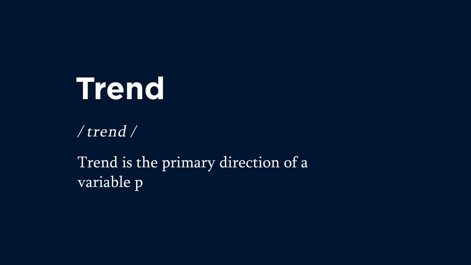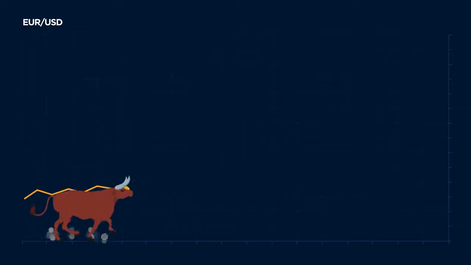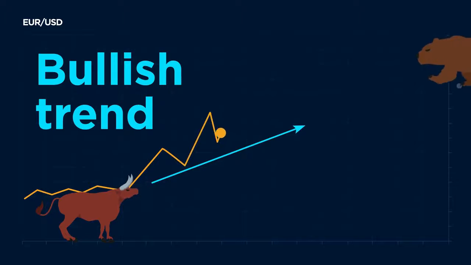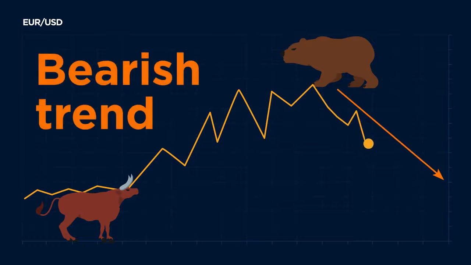Trend is the primary direction of a variable price movement. A flat trend is a horizontal price movement without significant change in a value up or down. A bullish trend is an upward price movement. A bearish trend is a downward price movement.